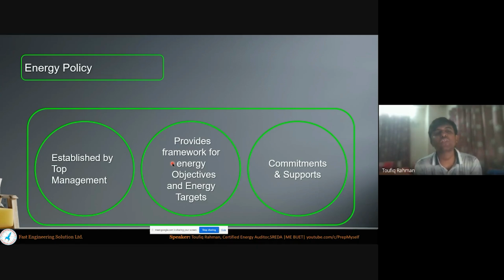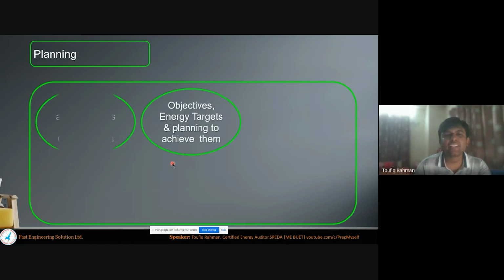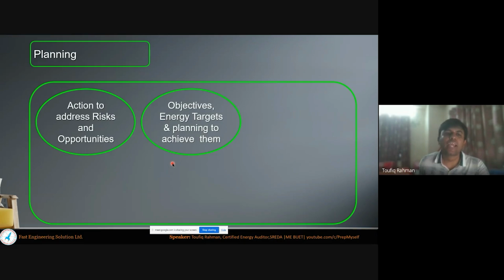The written document will say that we will give you this stuff as a commitment. We will give you this support. And also, you have to achieve this energy efficiency target. This kind of stuff will be in the energy policy, as well as planning. This planning will have the objectives and the actions that have to be taken for the risks and the opportunities.